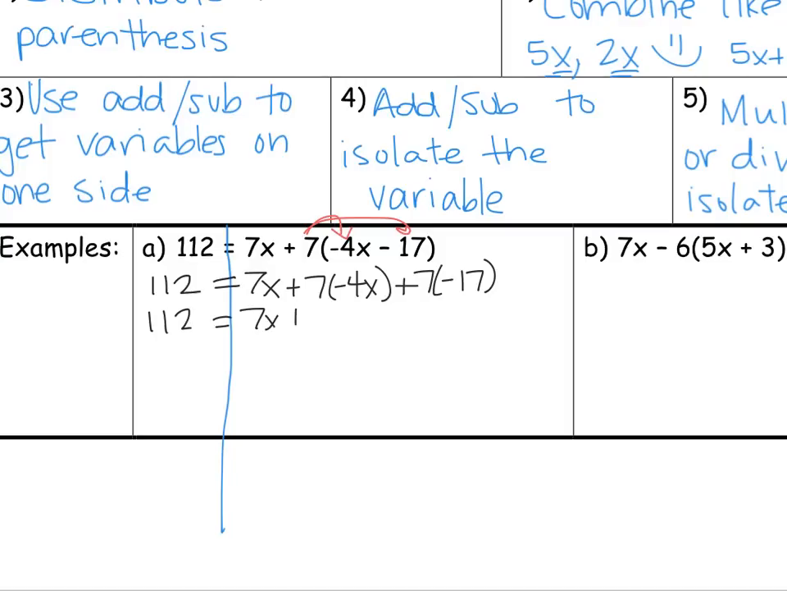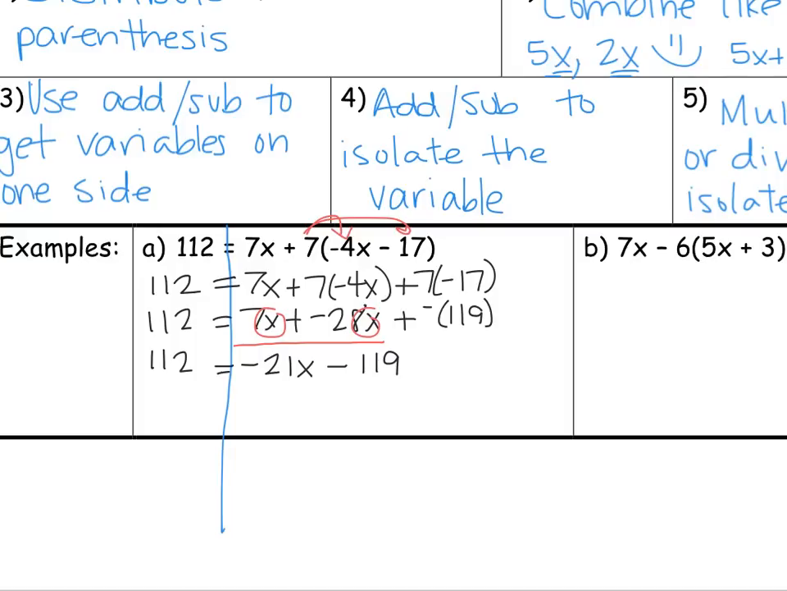We get 7x plus 7 times negative 4 is negative 28x, and 7 times negative 17 is negative 119. So now we need to combine like terms, and we do have like terms right here. We have a 7x and a negative 28x because they have the same variable. So again, 112 is not going to change. 7x plus negative 28x is negative 21x. And I'm going to rewrite this as minus 119. So plus negative 119 and minus 119 are the same thing.